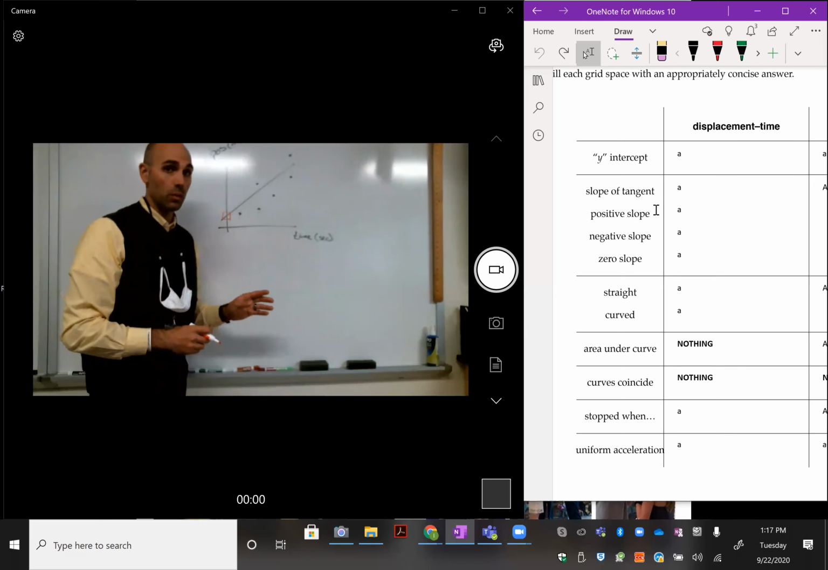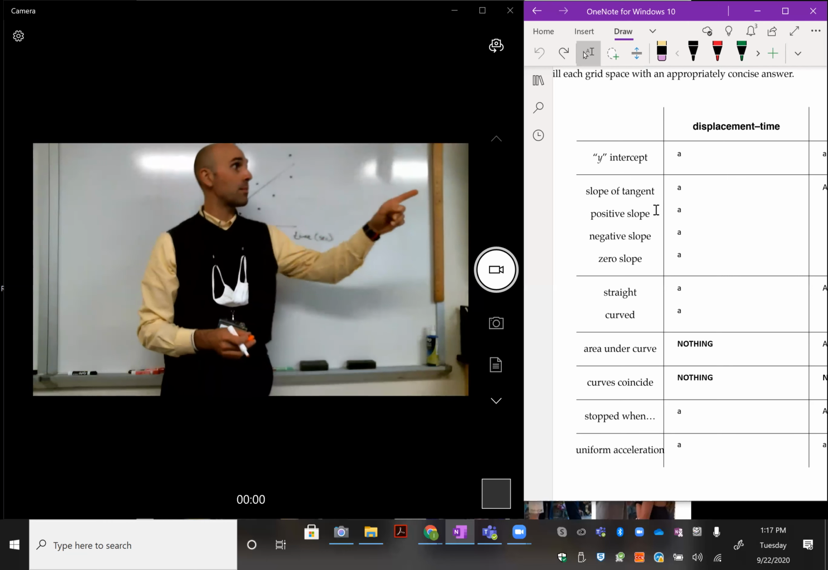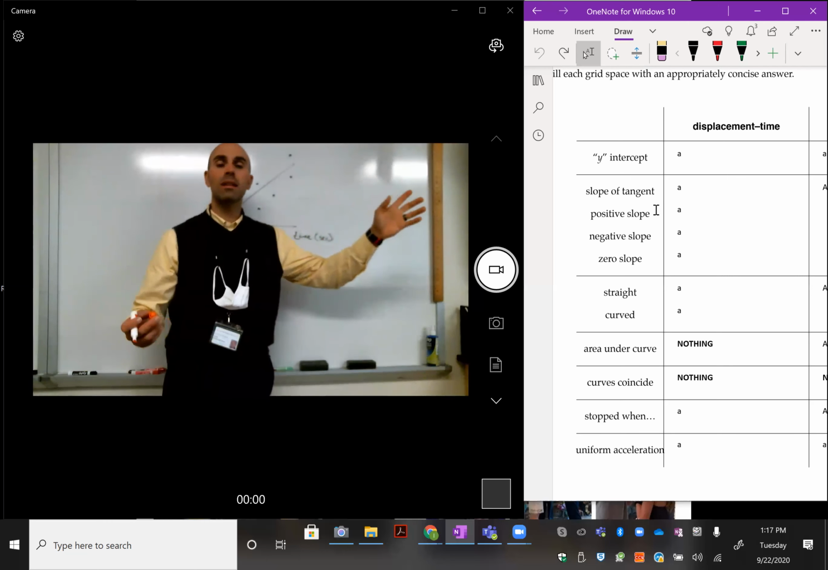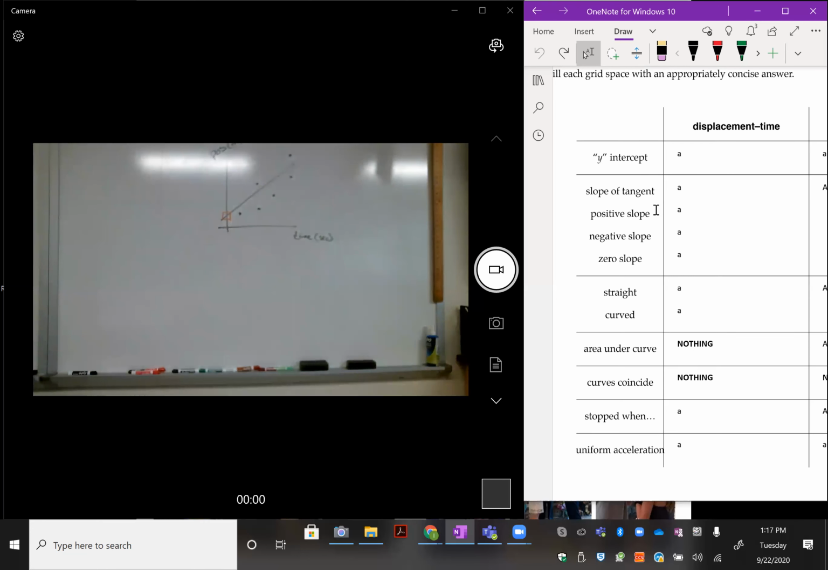Okay, the starting value. So what I want you to do is go back over and type in, next to the y-intercept, the starting value, and I will do the same. You can see right here, we're just going to get rid of that a, and we're going to write in the starting value, but you can also write in the starting position. Okay, that's where you're starting.